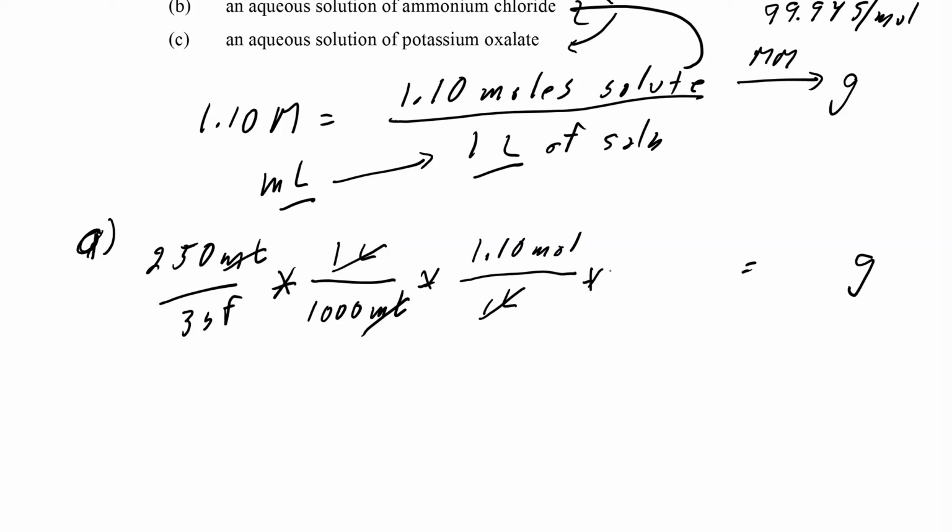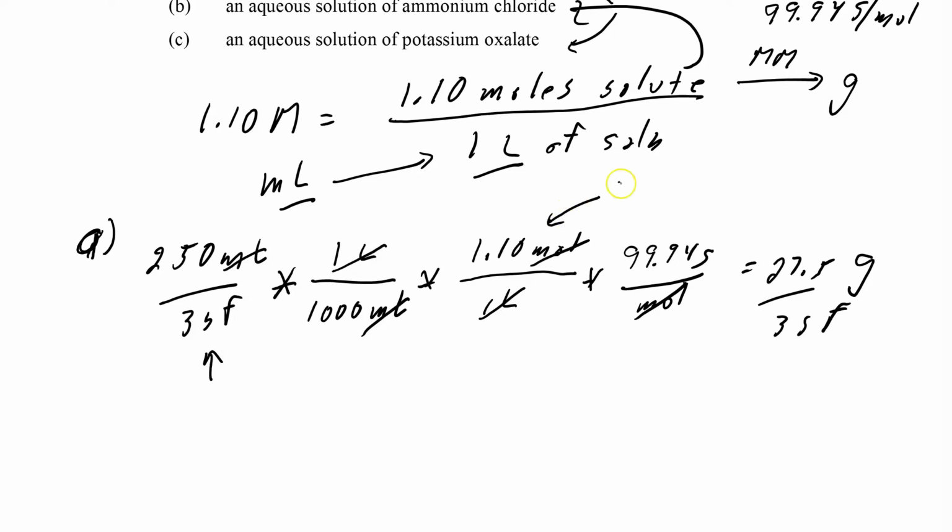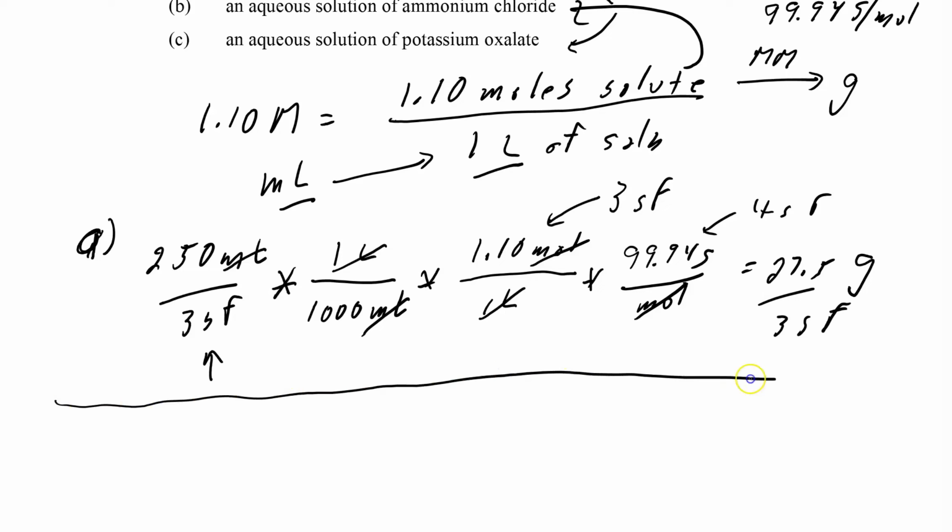To get grams, we use the molar mass, 99.94 grams per mole. Moles cancel. So we now have the proper units, and we can do the calculation, and we get a value of 27.5 grams. Three significant figures in our answer as determined by our starting measurement. We have three significant figures here in our molarity as well. We have four significant figures here in our molar mass. Let's move on to part B.